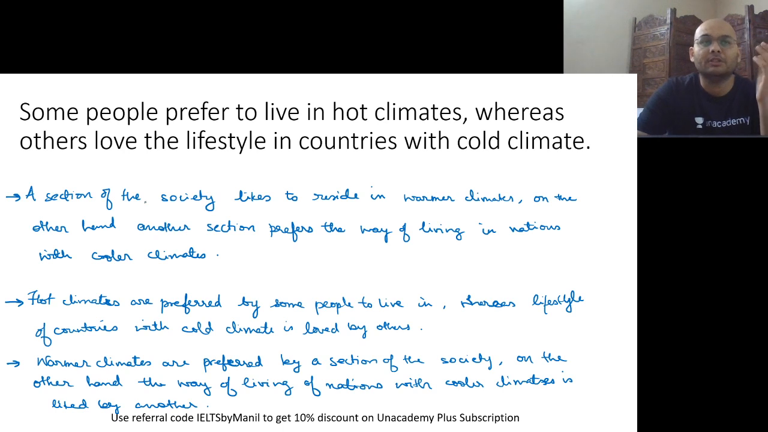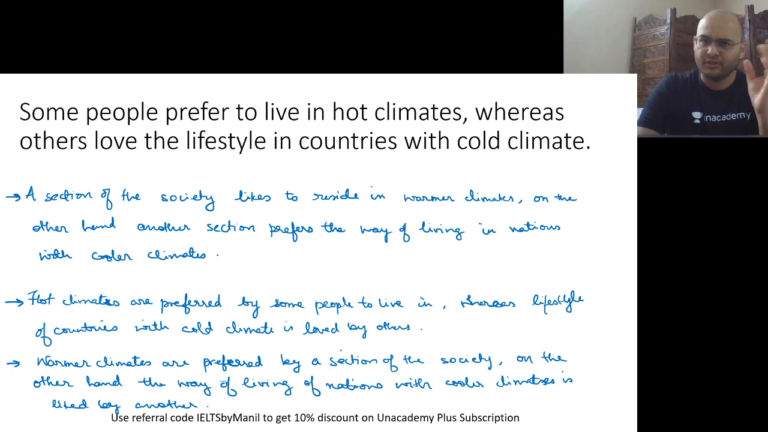So some people prefer to live in hot climates, whereas others love the lifestyle in countries with cold climate. So all I did was I made one paraphrase where I only did synonyms, then I made one paraphrase where I only changed the voice, and then I created a third paraphrase where I combined the two. And I think on the day of the test, it's always best to pick up one or two strategies and combine those two to create a paraphrase.